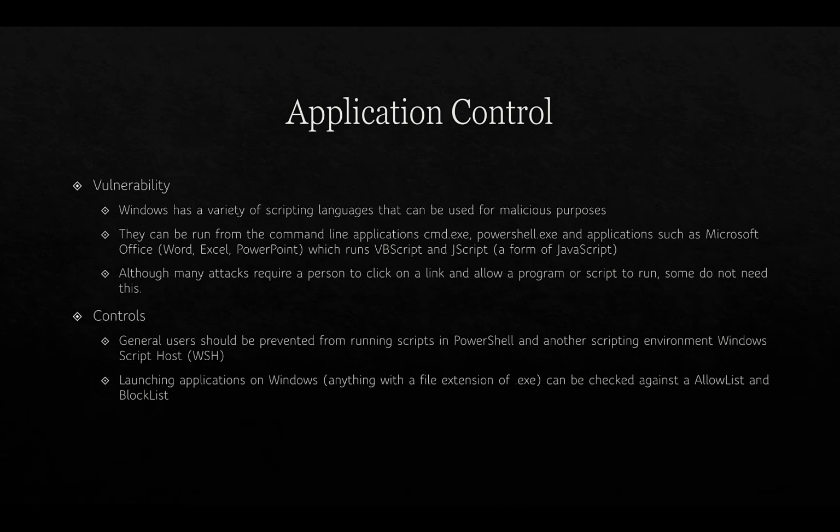So application control is another set of vulnerabilities. Windows, for example, has a variety of scripting languages that can be used for malicious purposes. And those can be run from the command line applications like command.exe, PowerShell.exe, and applications like Microsoft Office, which runs VB script and JScript, a form of JavaScript. Although many of these attacks, as I've mentioned before, require a person to click on a link and allow a program or script to run, some of them don't actually need this.